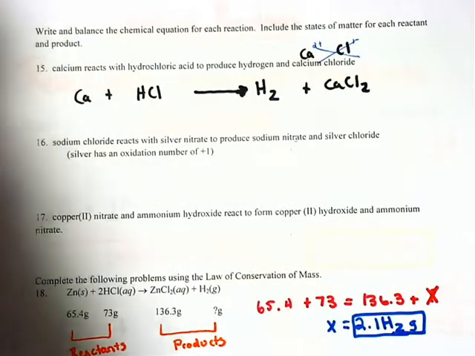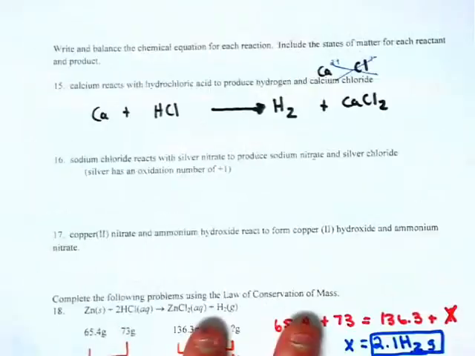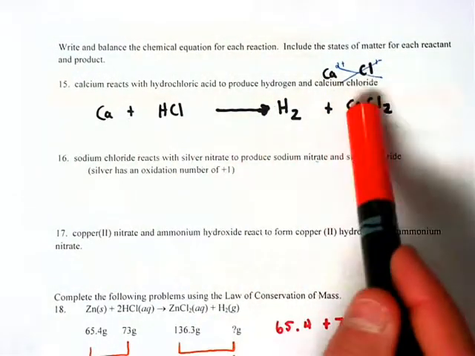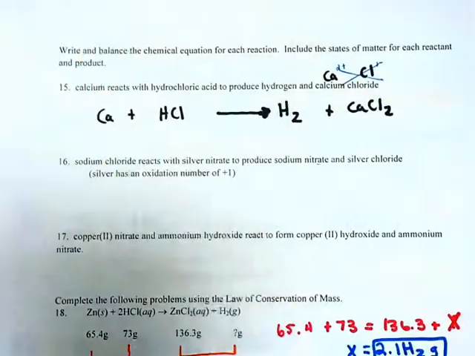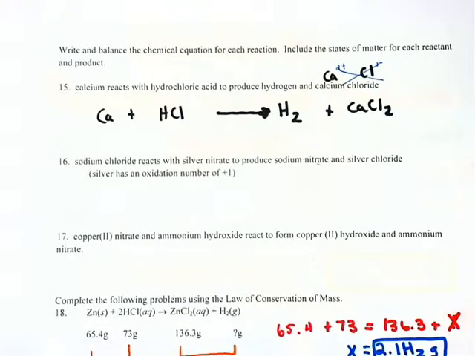Now we balance. How many Ca's are on the left? 1. Ca's on the right? 1. That's not a problem. How many H's are there on the left? That's not a problem. On the right? That's a problem.